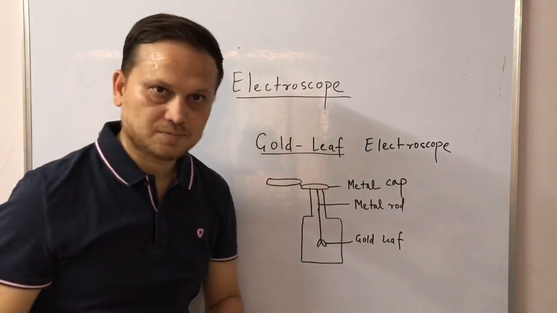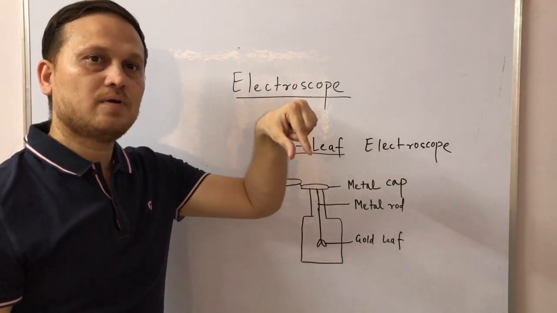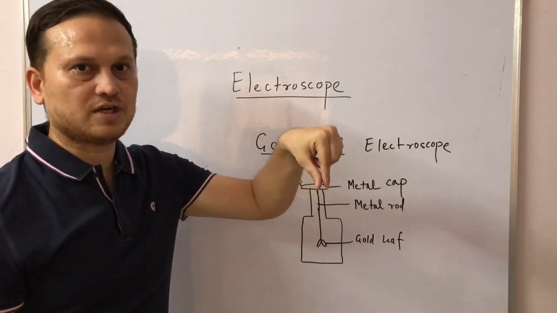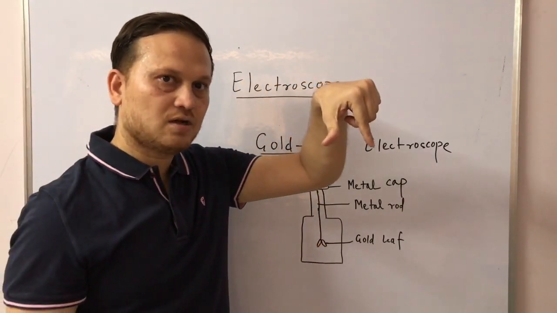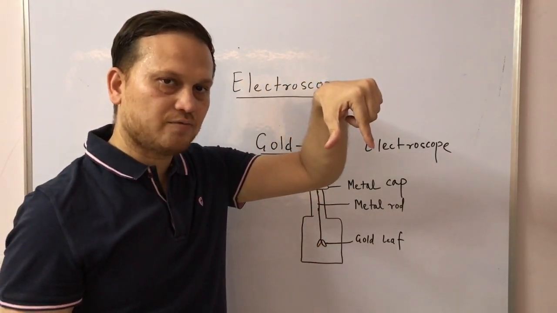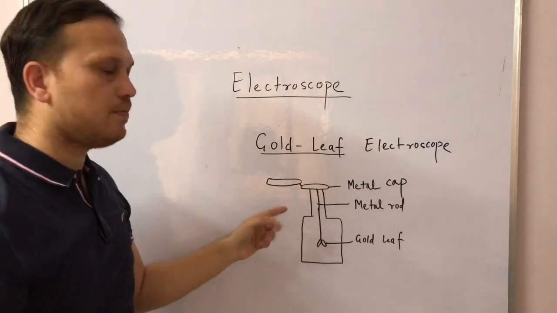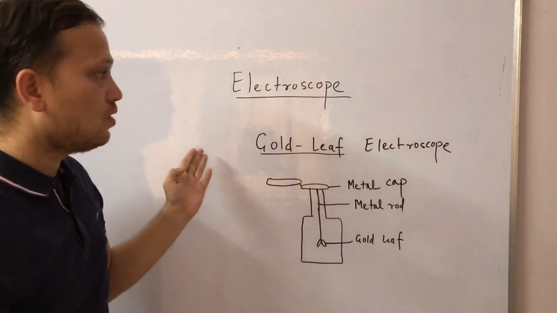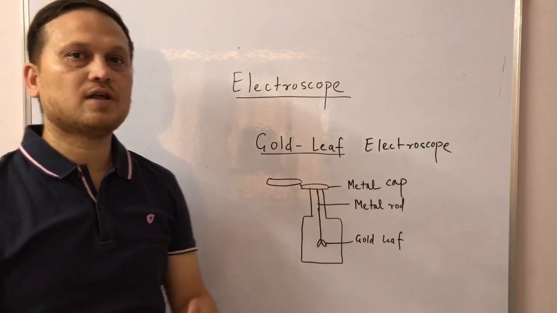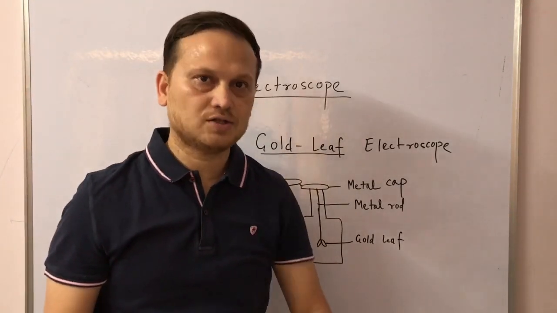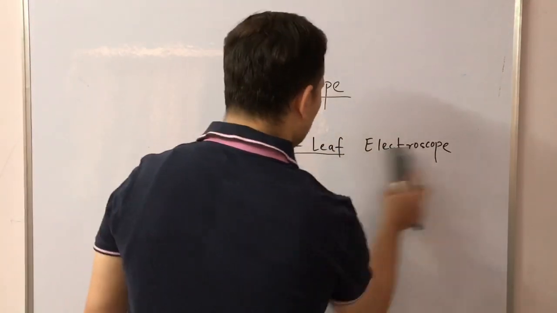If there is no charge, if the body is uncharged, then the gold leaf remains in the same position. It shows that the body is uncharged. If the leaves move apart from each other, then it is a charged body, and if they remain in the same position, then it is an uncharged body. So this is how a gold leaf electroscope can be used to find whether a body is charged or uncharged. This is the device to measure such a thing.